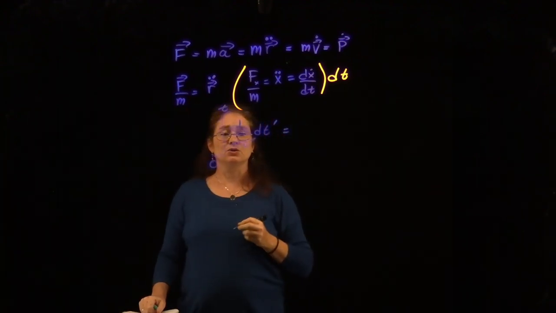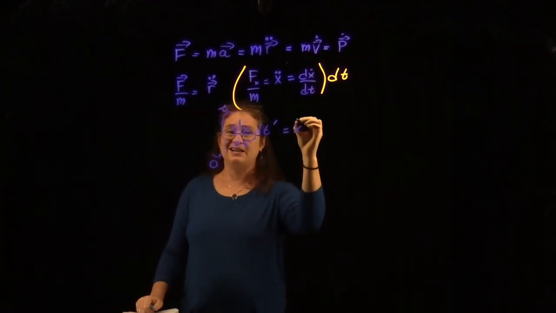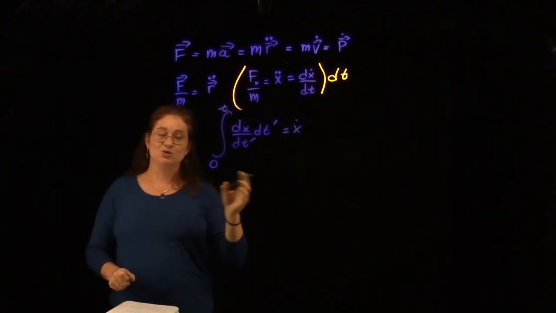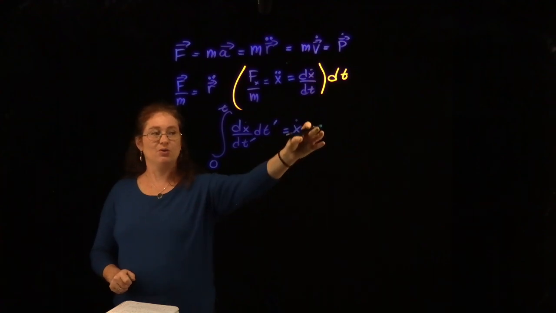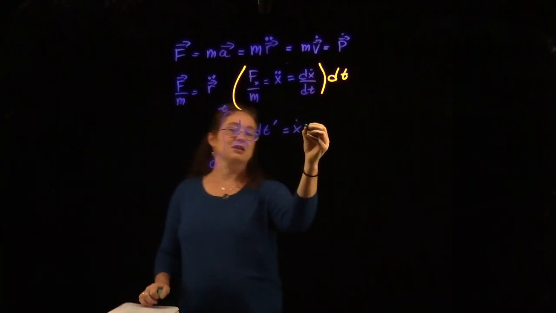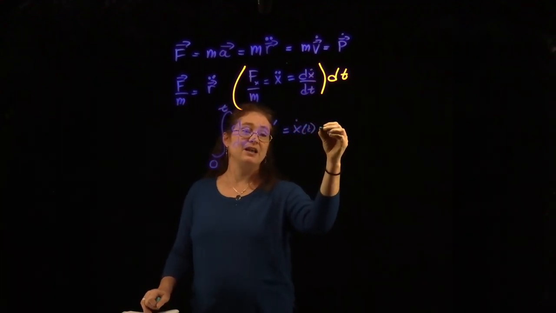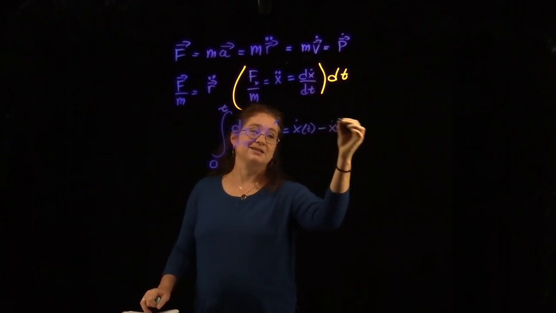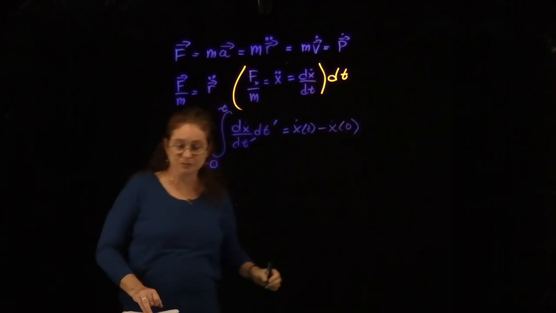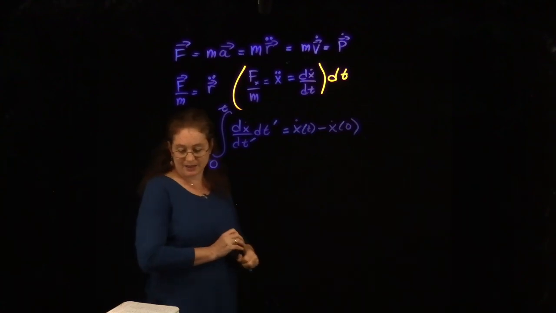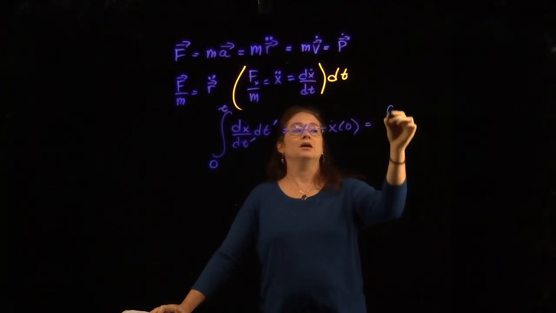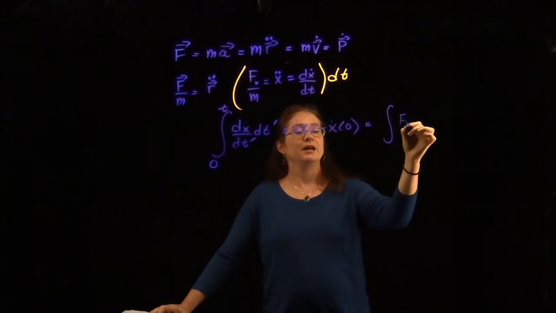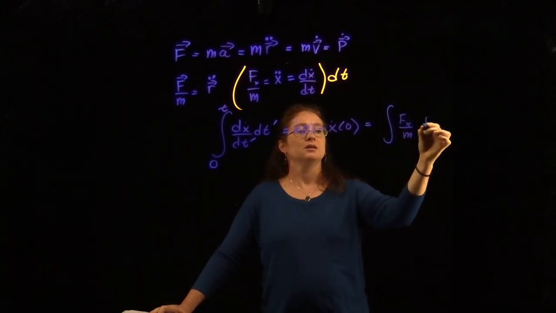This is going to give me an x dot. I am assuming here that at t equals 0, so it will actually give me x dot of t minus x dot of 0. And then here I have F x over m dt.